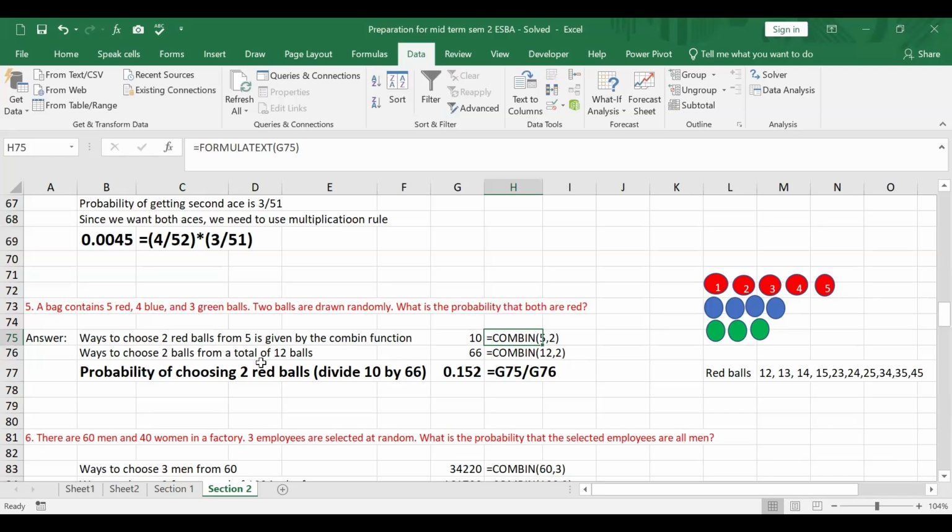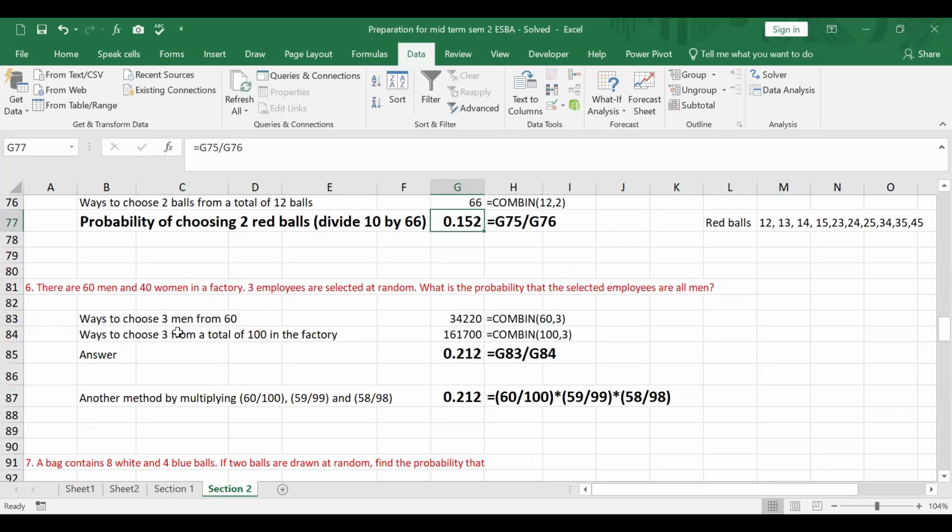Ways to choose 2 balls from 12 balls, the entire thing in the bag, I can choose using the formula combine 12, 2. So these are the possible combinations, and these are the favorable combinations. 10 is the favorable one and 66 is all possible combinations. So 10 by 66 gives the probability of choosing 2 red balls.